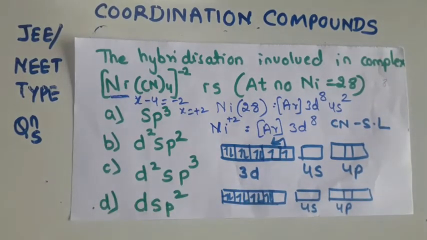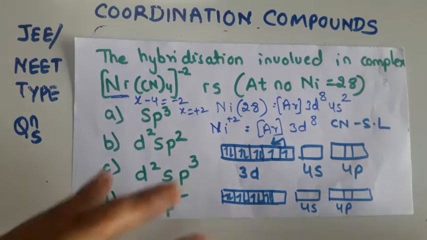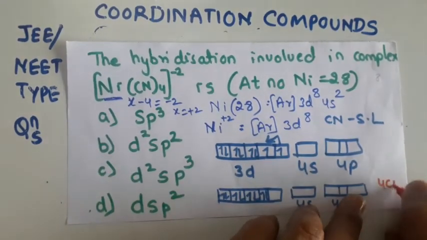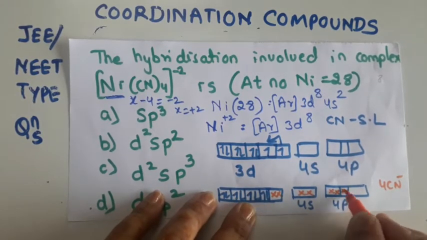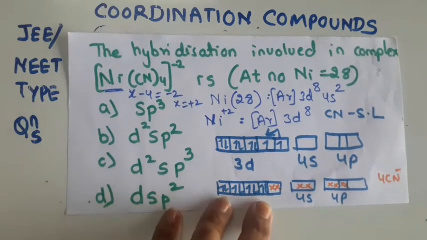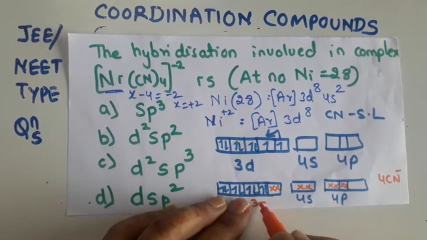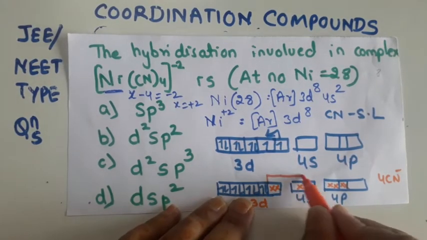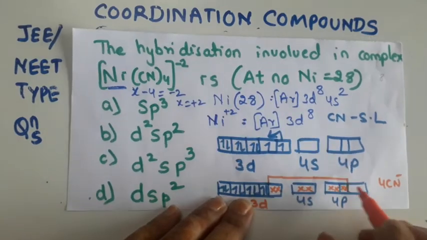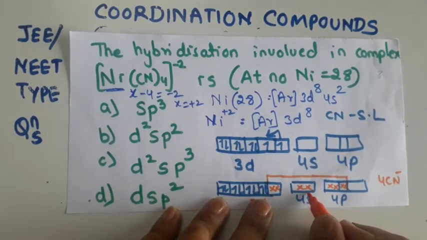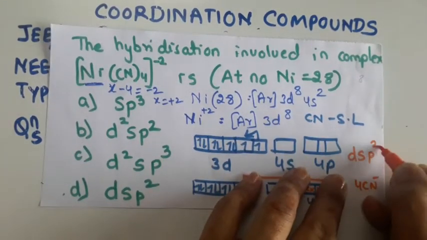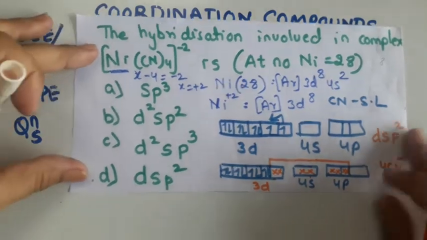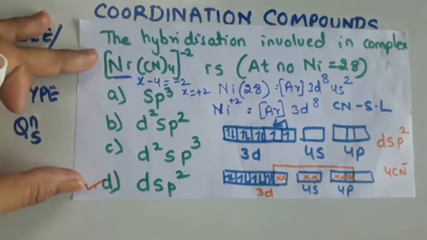Now what is going to happen? 4 CN minus will come and they will donate their electrons in these vacant orbitals of Ni plus 2. Okay, so what is the hybridization over here? This is 3d, isn't it? So this is d, this is s, this is p2, so I write here dsp2. Okay, so the correct answer for this question is dsp2.